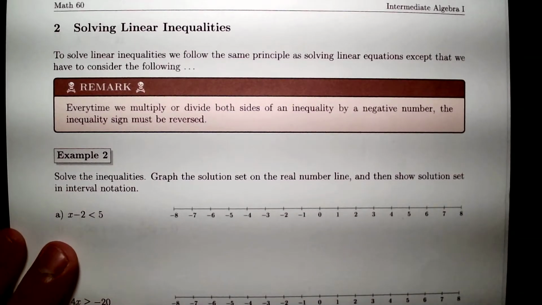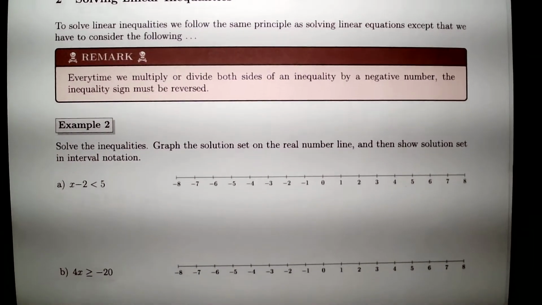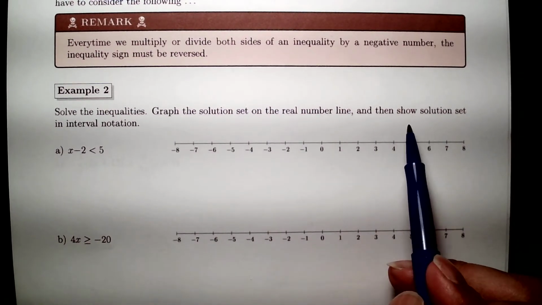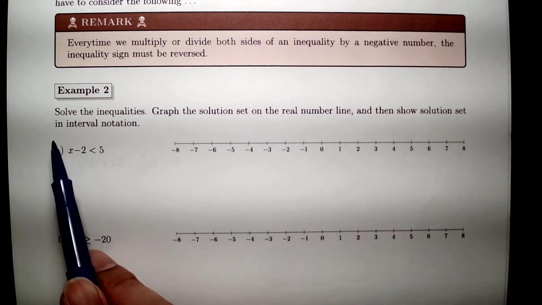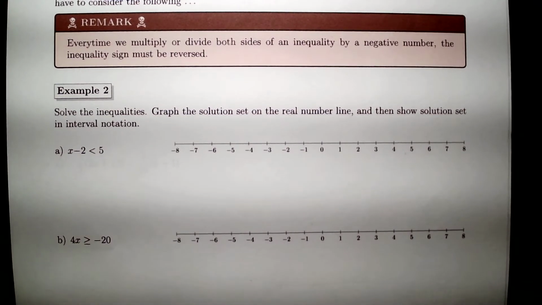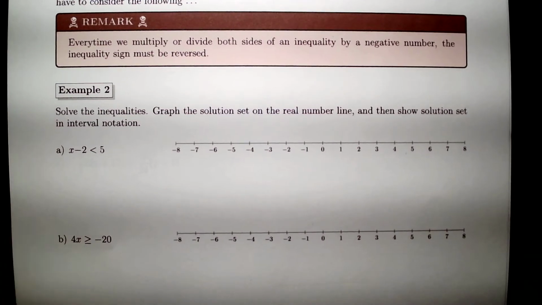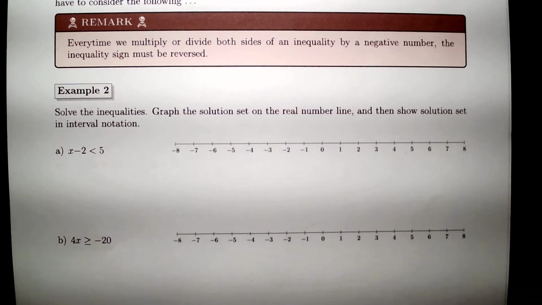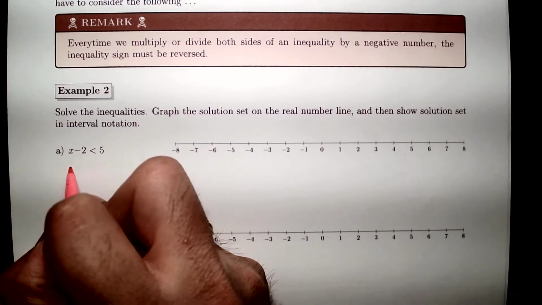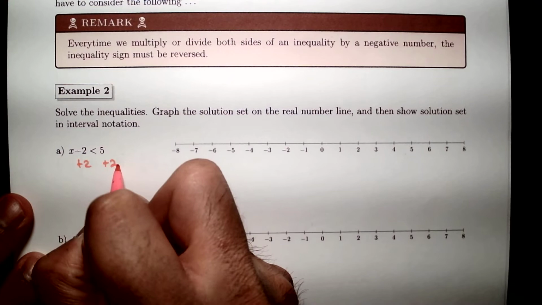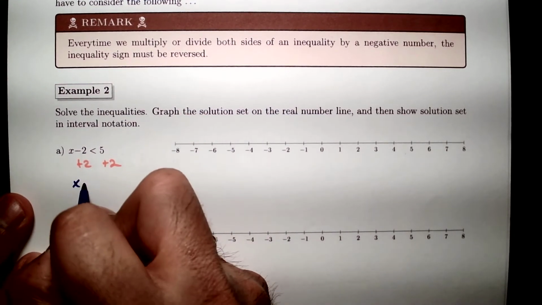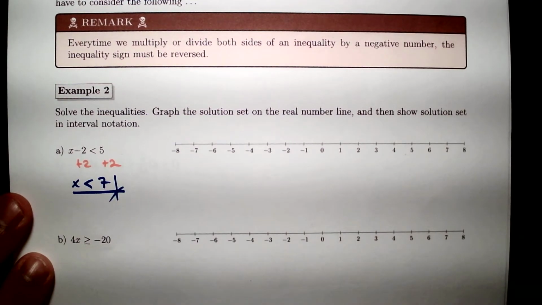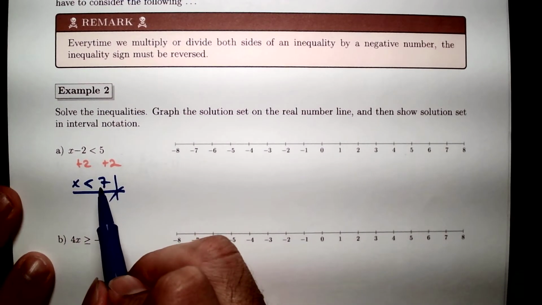Alright, now let's move on and solve inequalities as well. Solve the inequality, graph the solution set on the real number line, and then show the solution set using interval notation. Well, this one is going to be a very short equation. We need to isolate the x, and we get that by adding 2 to both sides, and x is less than 7. All right, so that's the solution to the inequality.